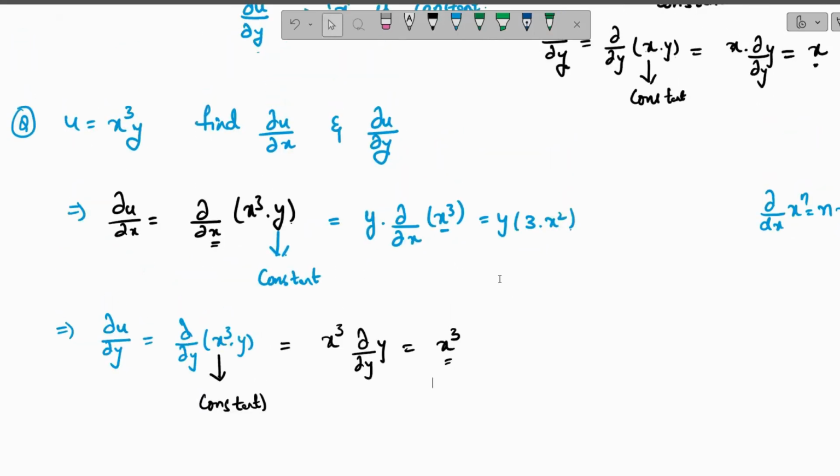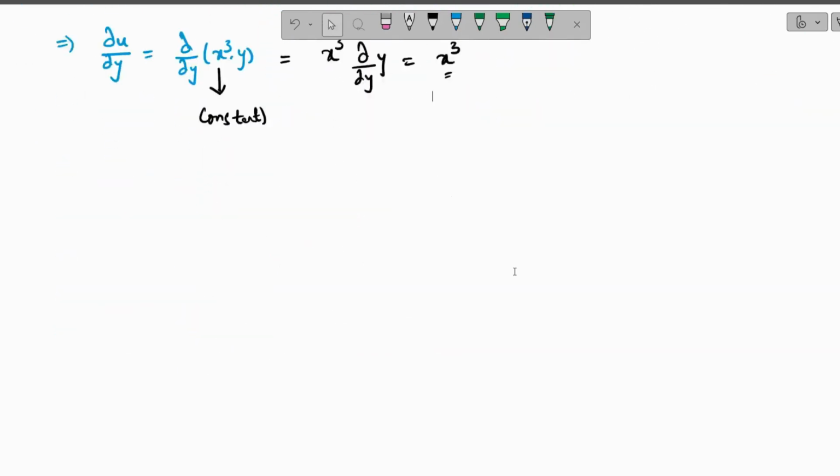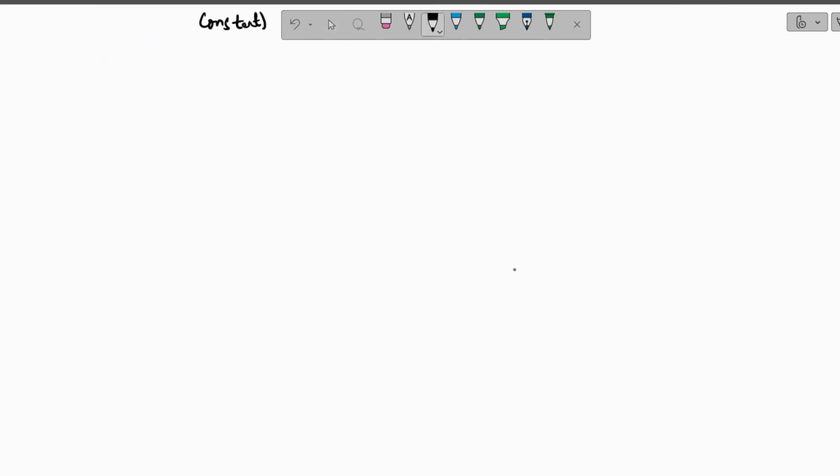Okay. Did you understand this? We'll see a similar problem, one more problem. Yes, sir. u is equal to x cube y plus xy plus x plus y. So here also we'll find out dou u by dou x and dou u by dou y.